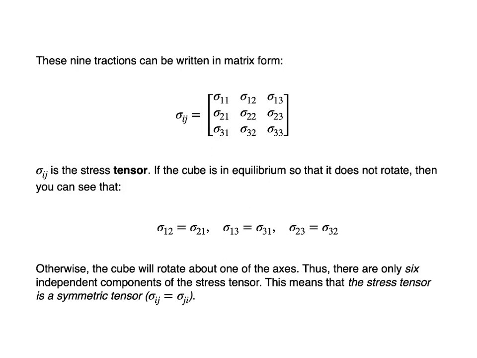Notice that if the cube is in equilibrium so that it does not rotate, sigma 1, 2 should be equal to sigma 2, 1, sigma 1, 3 to sigma 3, 1, and sigma 2, 3 to sigma 3, 2. In other words, sigma I, J, is equal to sigma J, I. Thus, there are only 6 independent components of the stress tensor. This means that the stress tensor is a symmetric tensor.